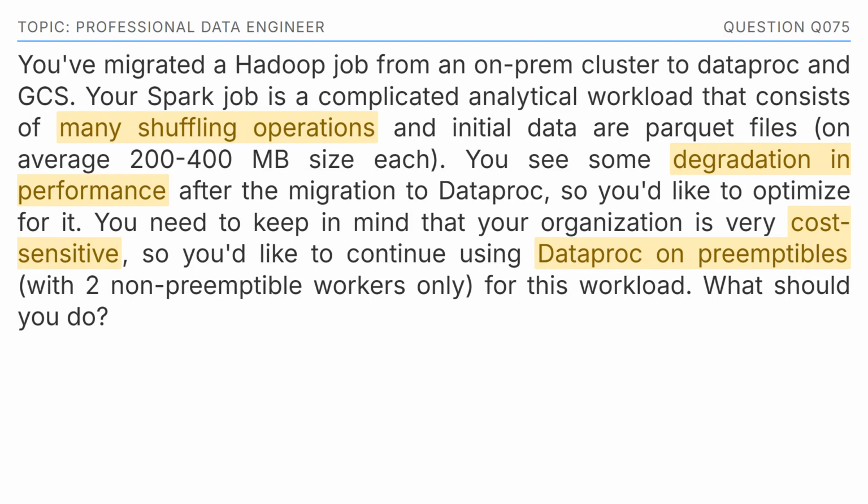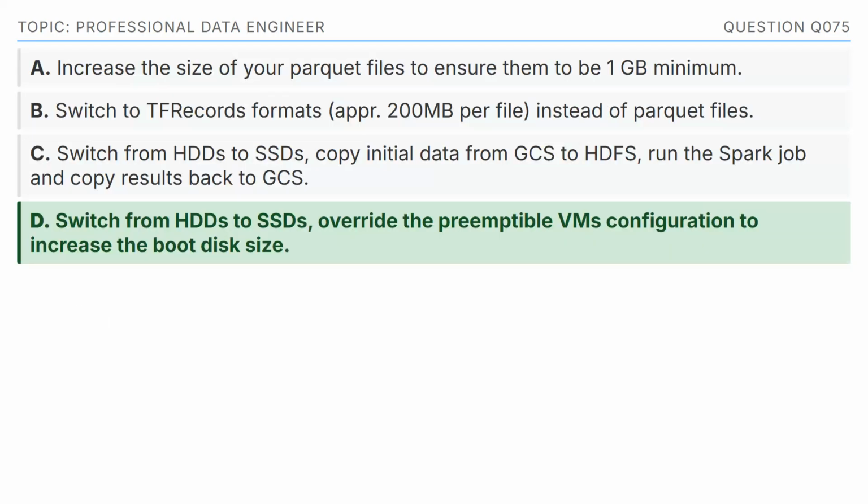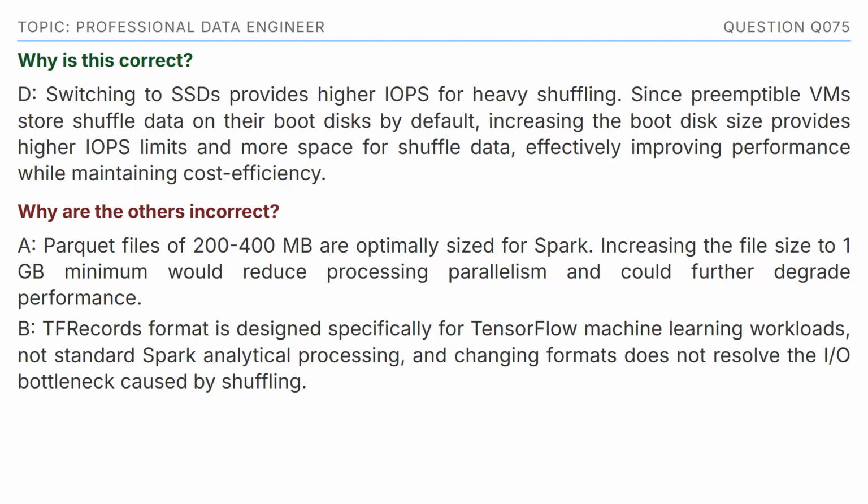To arrive at the correct answer, we focus on the keywords: many shuffling operations, degradation in performance, cost-sensitive, Dataproc on preemptibles. The correct answer is option D, switch from HDDs to SSDs, override the preemptible VM's configuration to increase the boot disk size. Why is this correct?